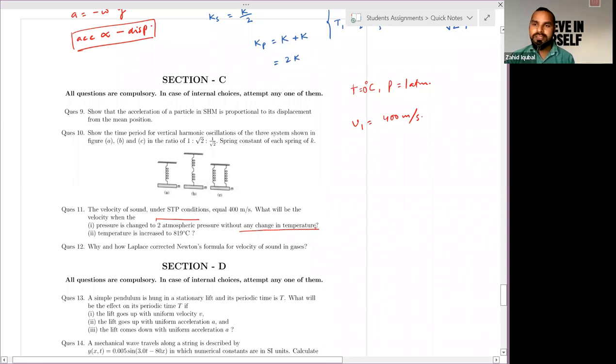I had defined for you the factors affecting velocity of sound. If you have to decide pressure dependency, just check whether the process is isothermal or non-isothermal. If it is isothermal, then we can say velocity will be independent of pressure. Is it clear?